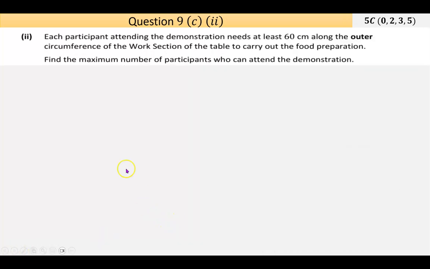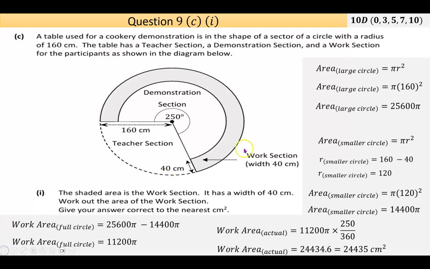Okay. Now, it then said each participant attending the demonstration needs at least 60 centimeters along the outer circumference of the work section of the table to carry out the food preparation. Find the maximum number of participants who can attend the demonstration. So you think about it, this work area, everybody gets the little section, like 60 centimeters. How many of them are in there?